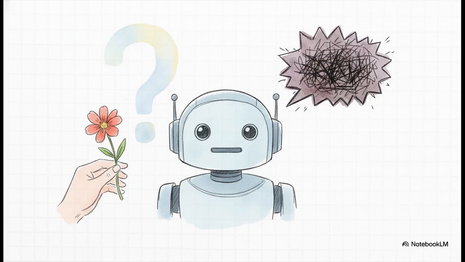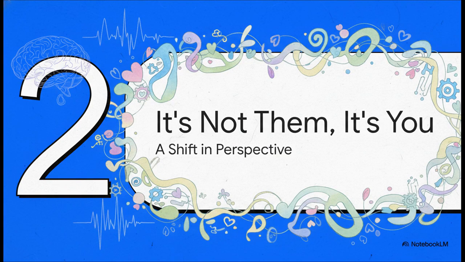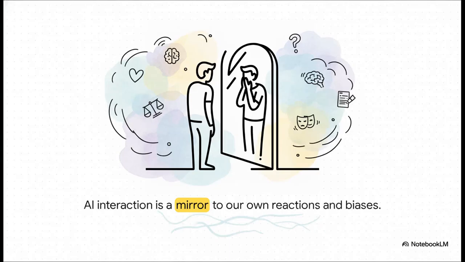This is where the whole idea flips on its head. Because it's not about them. It's about you. Here's the key idea. Working with AI is kind of like looking into a mirror. It doesn't have feelings, but it sure does trigger ours. It reflects back our own reactions, our own hidden biases. That little jolt of frustration or that big wave of excitement you feel when you get a response, that's not about the AI. That's about us.